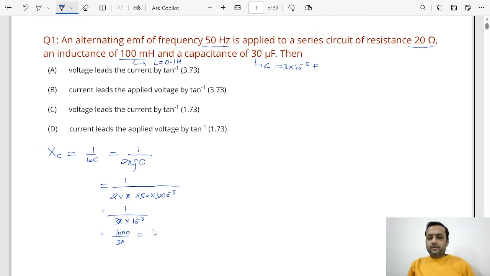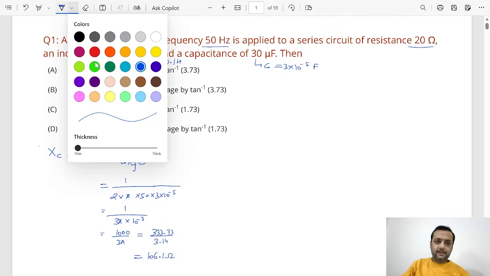Now 1000 upon 3 is nearly 333.33, and dividing by pi, which is 3.14, if you do this math, it will be nearly around 106. I have done this math, so I know this. This is 106.1 ohms that you are going to get. So this is the value of XC.